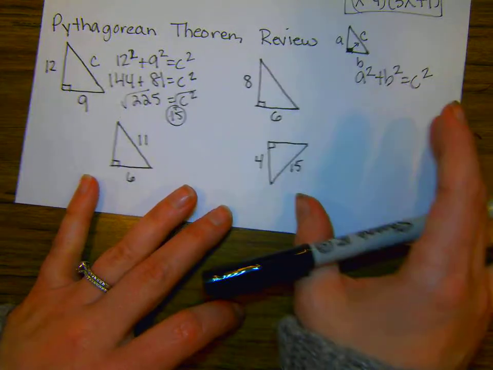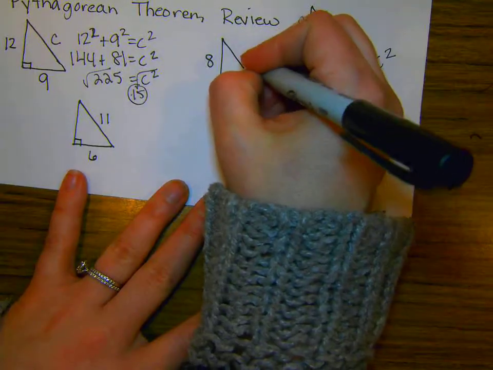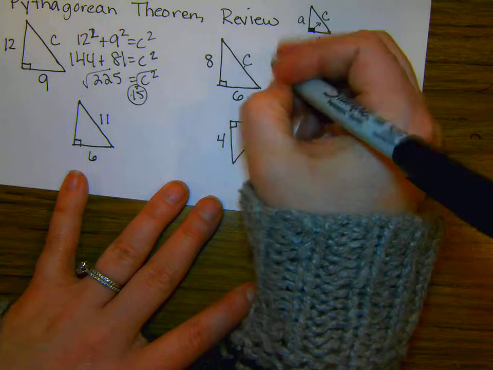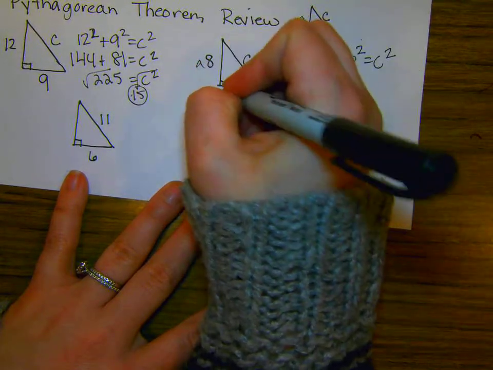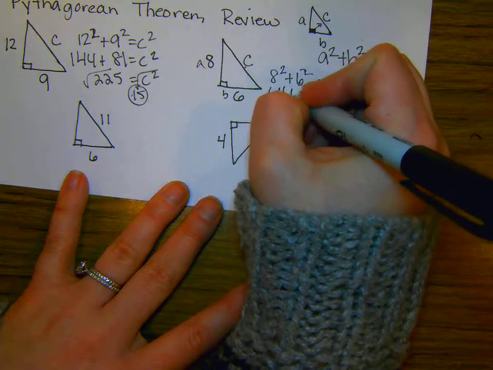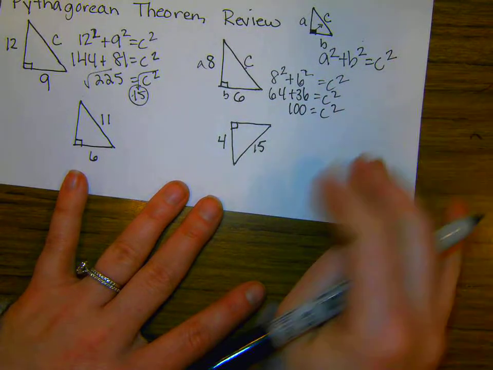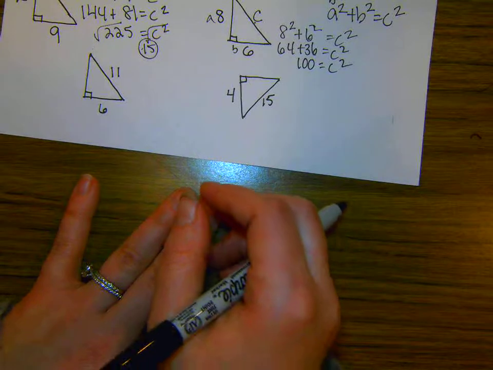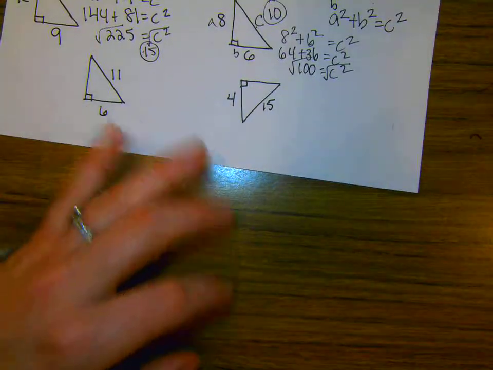Let's try this one over here. Again, this one's like the last one because you're solving for C again. It's the hypotenuse, it's the diagonal, it's across from the 90. So 8 squared plus 6 squared, because there's your A and your B, equals C squared. So 64 plus 36, so you get 100. Don't forget, your 100 isn't your final answer though. You have to do the square root of 100, which is 10. So 10 is your final answer.